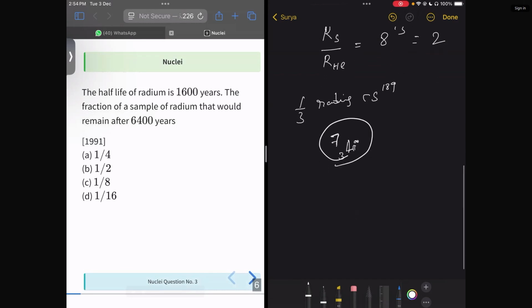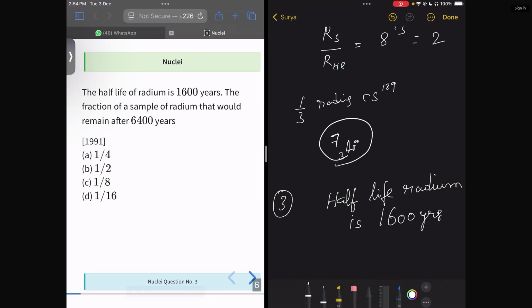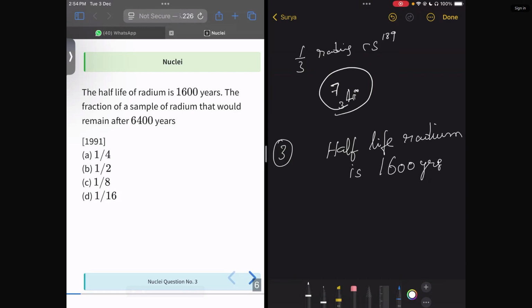They have given the half-life of radium as 1600 years. Now they are asking the fractional sample of radium that would remain after 6400 years. So in this third question, they are given the half-life of radium, which is 1600 years. They are asking the fraction of the radium sample that would remain after 6400 years. You know the half-life formula, right? By using the half-life formula we can find this.